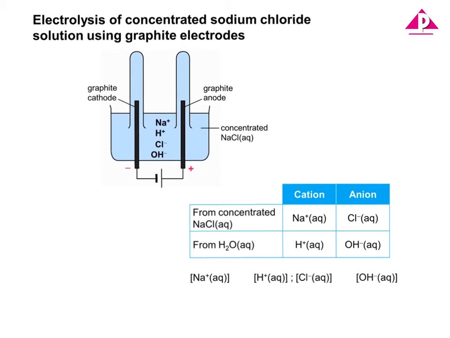There are 4 types of ions in a concentrated sodium chloride solution, but the concentration of sodium ions is much higher than that of hydrogen ions. Similarly, the concentration of chloride ions is much higher than that of hydroxide ions. Sodium ions and hydrogen ions would migrate towards the cathode, while chloride ions and hydroxide ions would migrate towards the anode.